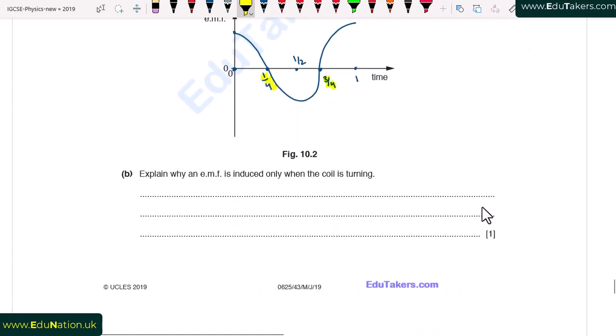So moving towards the next part, explain why the EMF is induced in the coil when the coil is turning. So when the coil turns, then there will be the cutting of magnetic lines of force. That's why there will be the induced EMF. So I write here, coil cuts magnetic lines while turning.